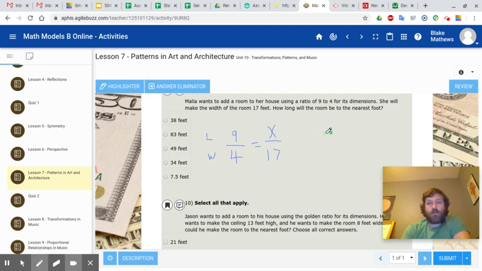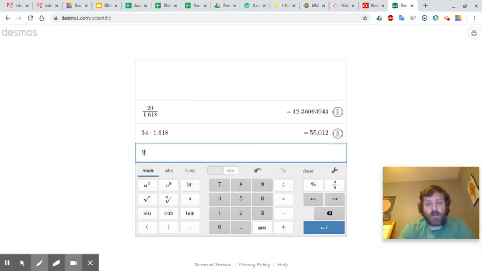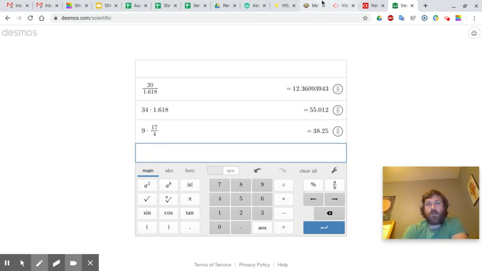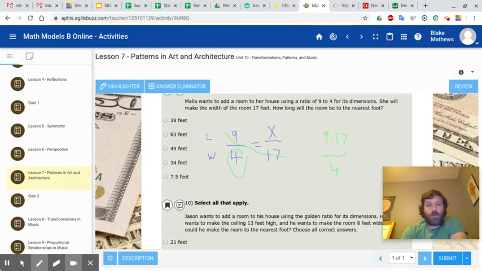So we're going to cross multiply, which means we're going to multiply 9 times 17 and divide by 4. Hopefully you remember how to do cross multiplying, but you multiply these numbers and then divide by this number right here. So we're going to do 9 times 17 divided by 4, 38.25. See if we got that there. I guess we'll choose the one that's closest, 38.